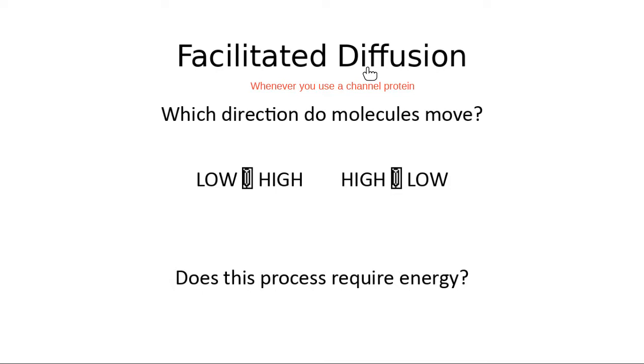Facilitated diffusion is just like regular diffusion, except we're using a protein facilitator to do it. In other words, we're doing diffusion with the stuff that can't diffuse straight across the membrane, the stuff that I need a special toll road for.